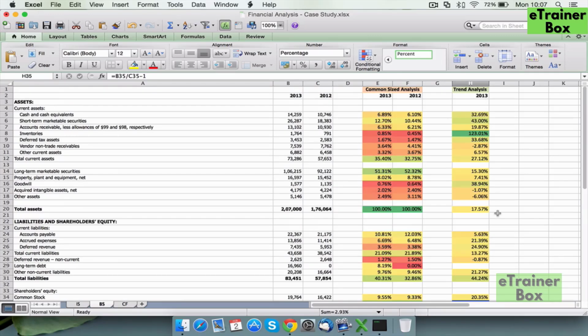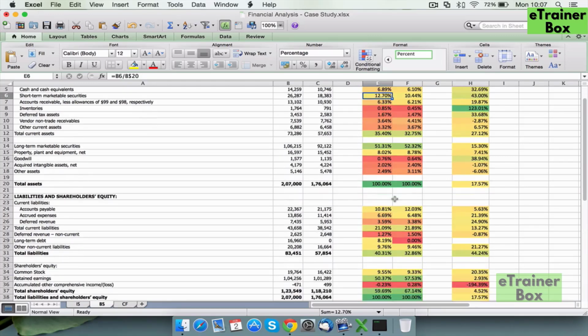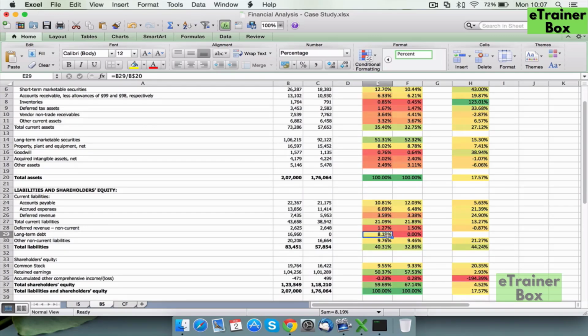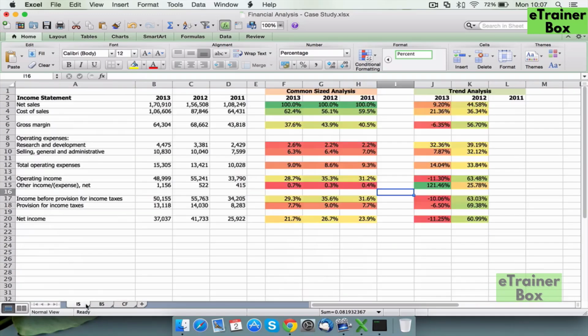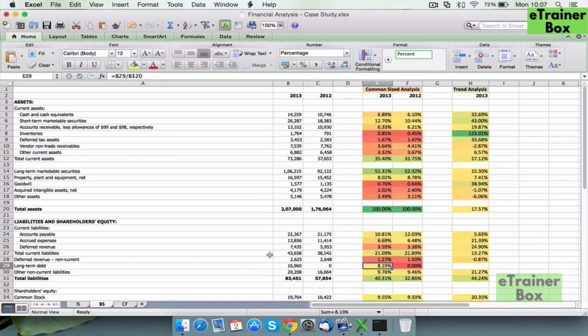So this is the finding from the balance sheet analysis. The main findings are that there is an increase in short-term securities on the asset side, and another major observation from the balance sheet analysis is the company has borrowed money to possibly offset the low margins that were observed in the income statement analysis. So this is the balance sheet analysis, and in the next video we'll do a simple cash flow analysis.